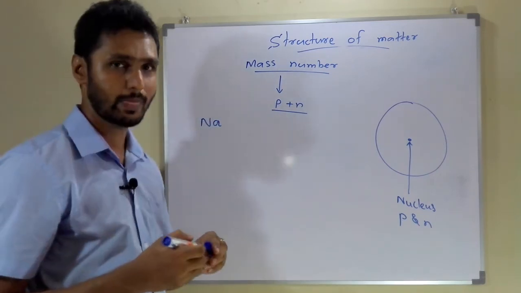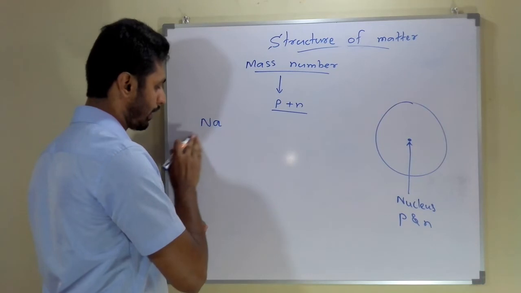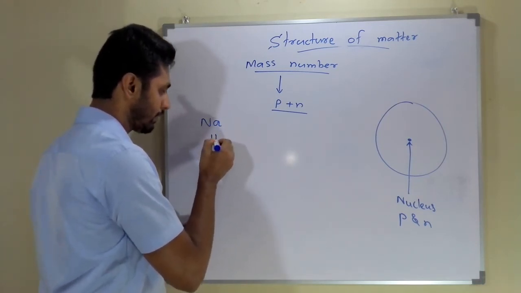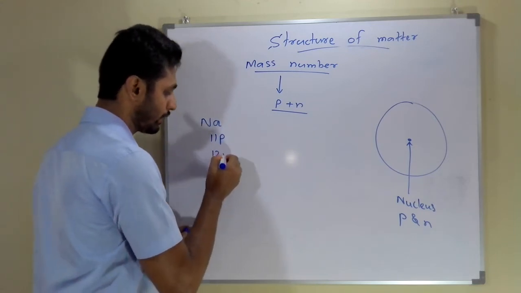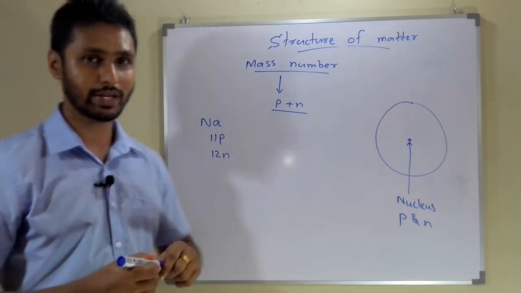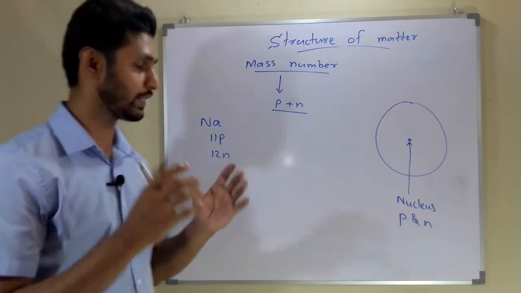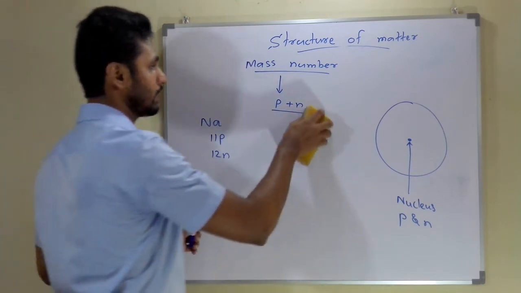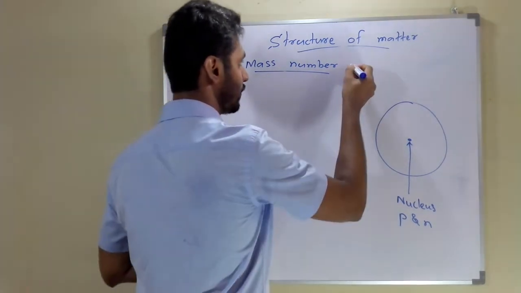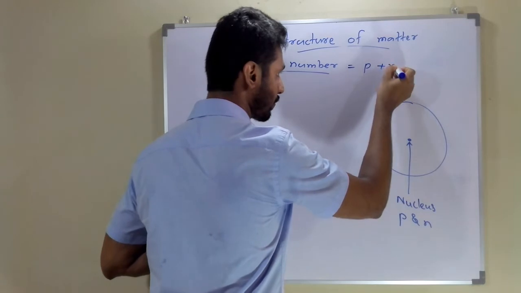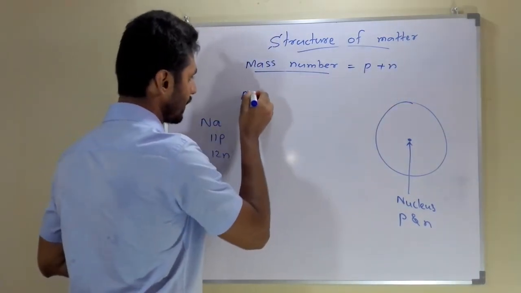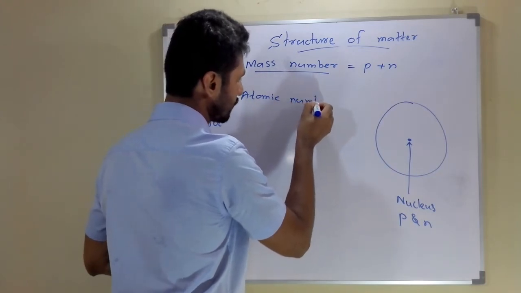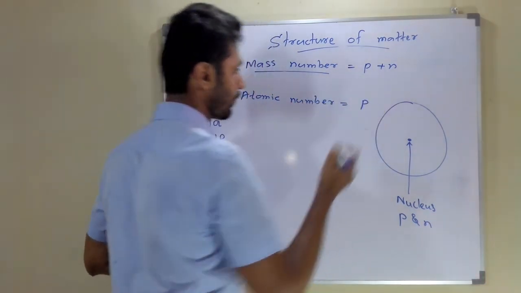I will give you the number of protons and number of neutrons in the sodium atom. It has 11 protons and 12 neutrons. So you can work out what is the atomic number, what is the mass number now. I will write this as a formula like this. Mass number is equal to the protons plus neutrons, and atomic number is equal to the number of protons.